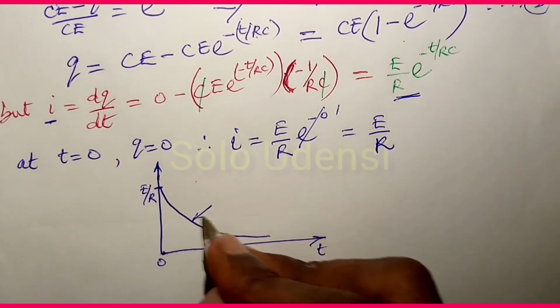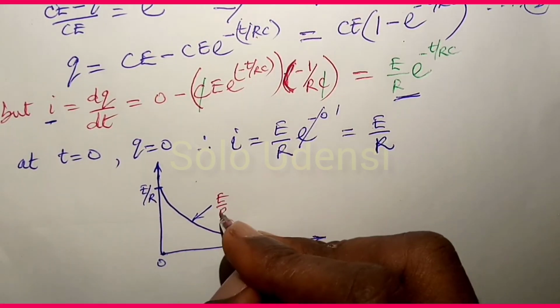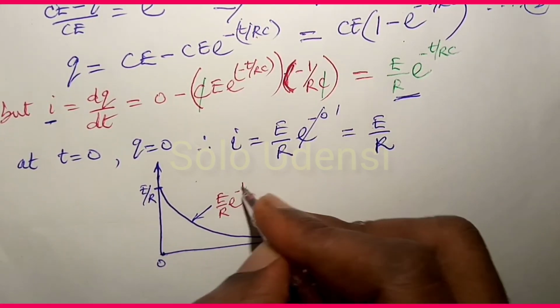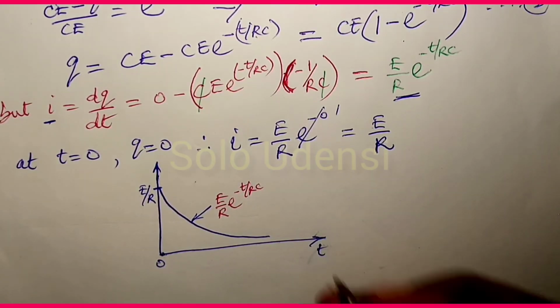So this is the graph of E over R exponential minus t over RC. So that is how to solve this type of thing.